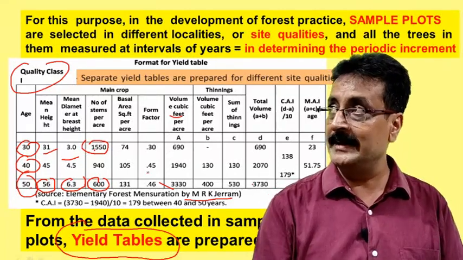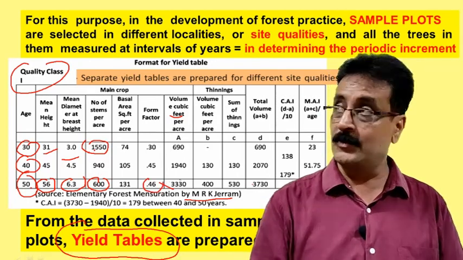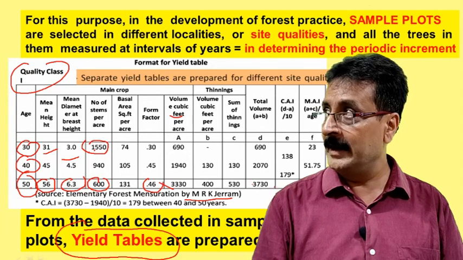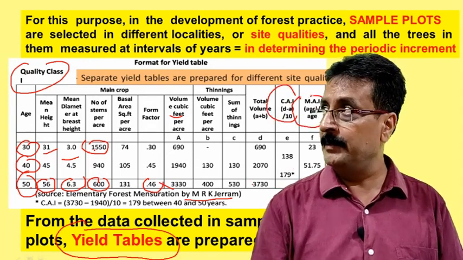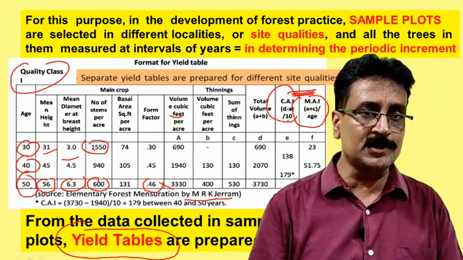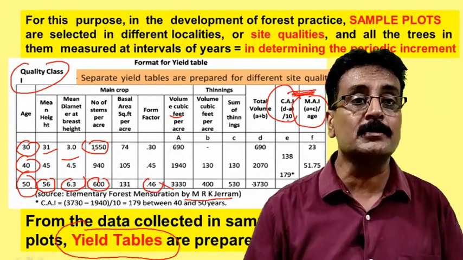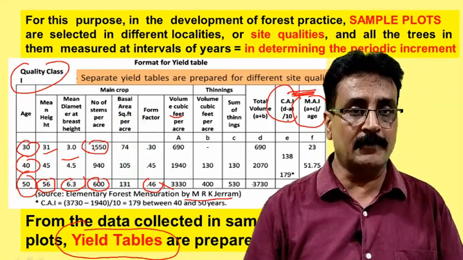So this way basal area will also increase, isn't it? And form factor will also increase. So we'll get a more cylindrical bole, and ultimately we will get more yield. That is called current annual increment and mean annual increment. These two things I'll be coming to in the next lecture in detail. This is just an introduction to what we have to learn in forest mensuration.